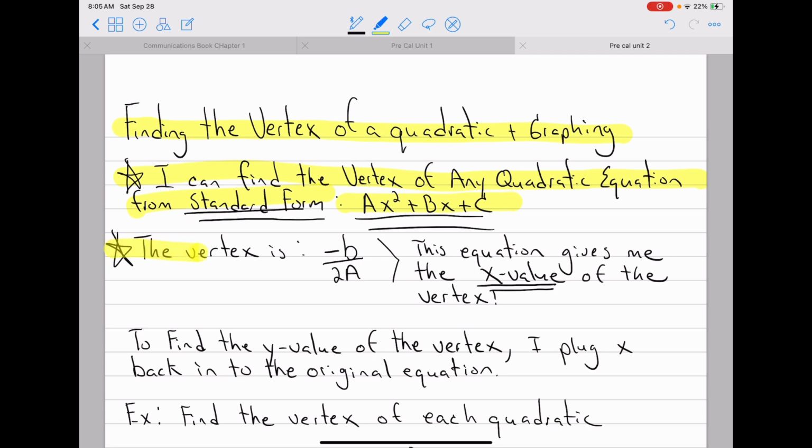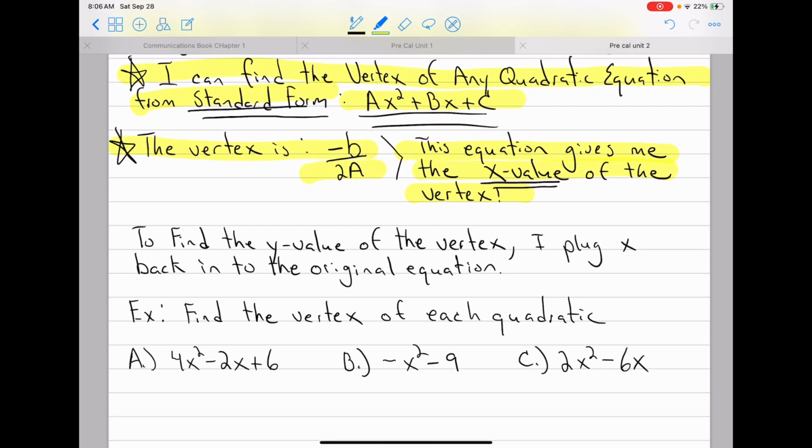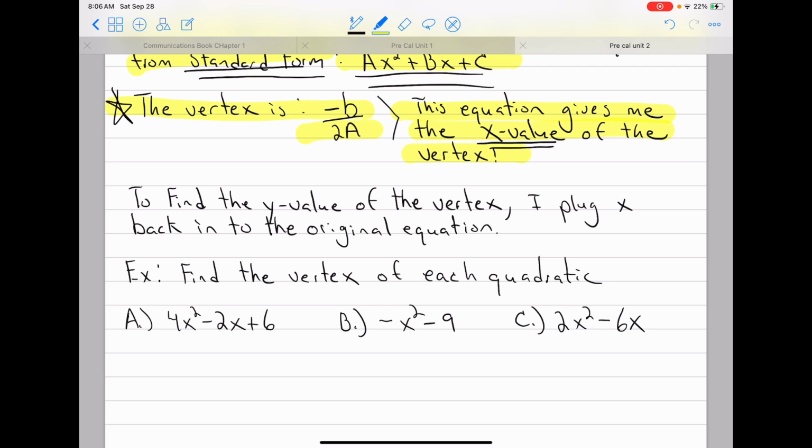So the vertex is negative b over 2a. All right, so this is the equation that gives me the x value of the vertex. If I plug the standard form work in, the negative b over 2a is going to give me the x value of the vertex. But also, I'm going to have to find the y value of the vertex. So to find the y value of the vertex, I plug x back into the original equation and solve it.